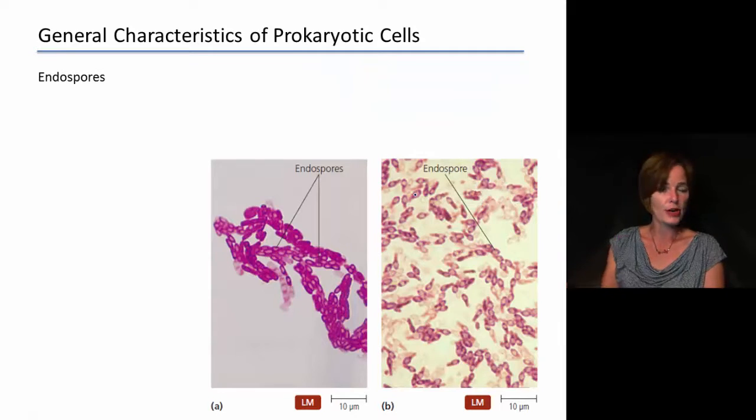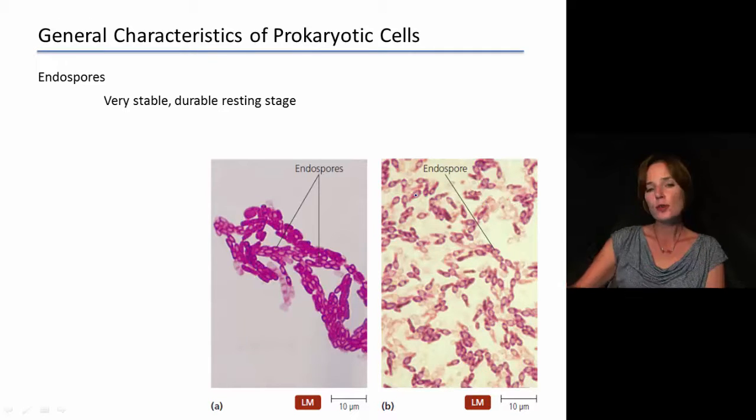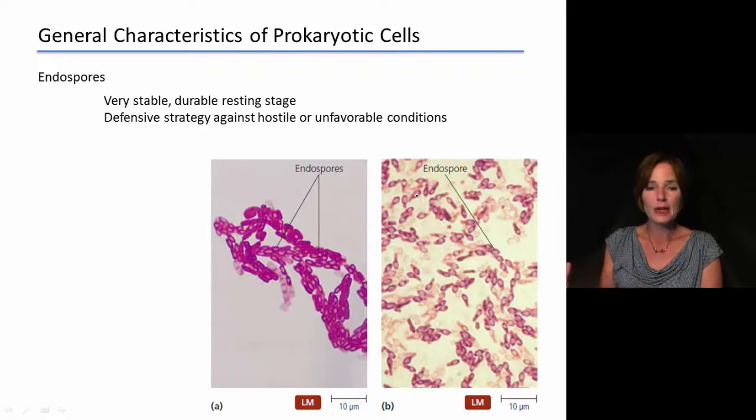Another characteristic of prokaryotic cells is that many of those organisms are capable of forming endospores. Endospores are very stable, durable, resting stages. We refer to them as spores. These are basically a defensive strategy that the cells will use when conditions get really rough, so under hostile or unfavorable conditions. And so these can withstand extreme temperatures many times. They can withstand extreme dehydration.